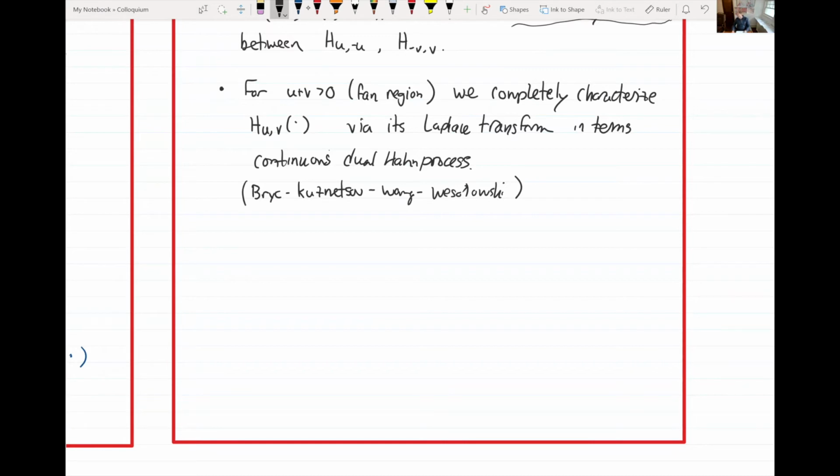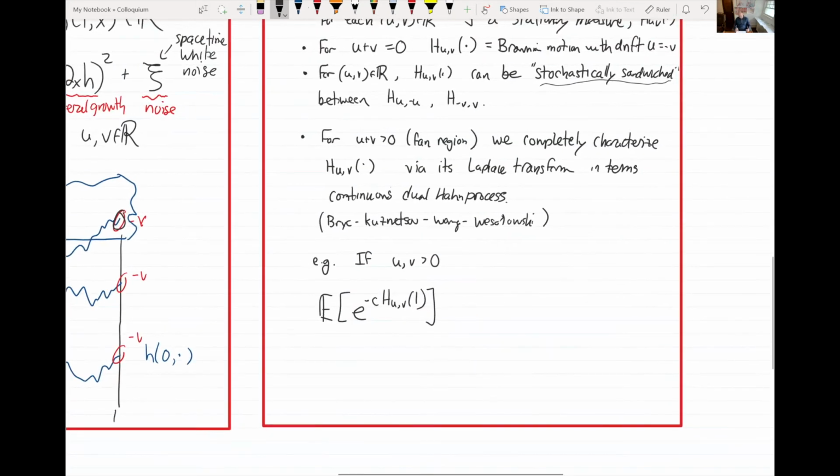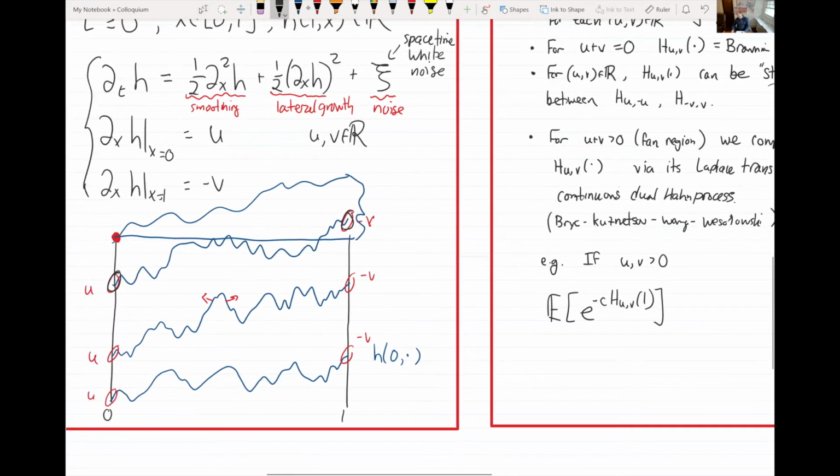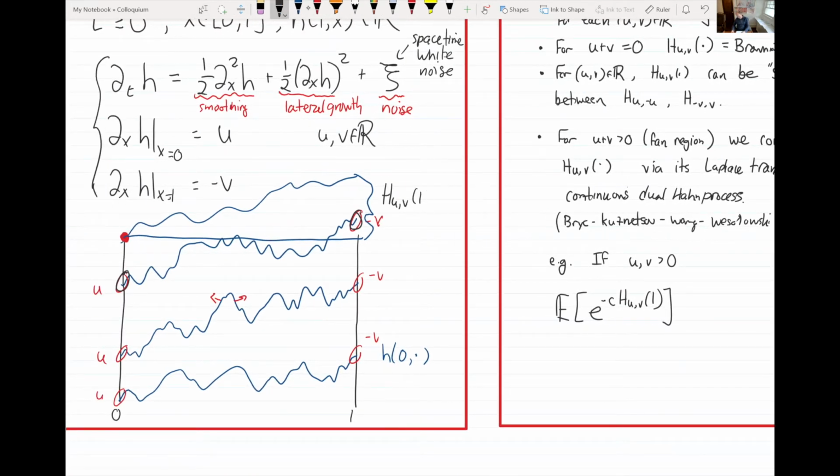Just to give you some flavor of the type of formulas that arise, this is the only formula I'll write down. If you assume that u and v are bigger than 0, then we get the following Laplace transform formula. So let me say e to the c, and I'm going to look at, say, the height at 1. H_UV(1) is supposed to represent, in the stationary measure, the total height difference between the value at 0 and the end point.